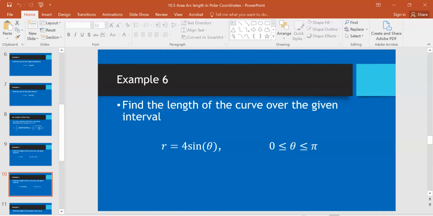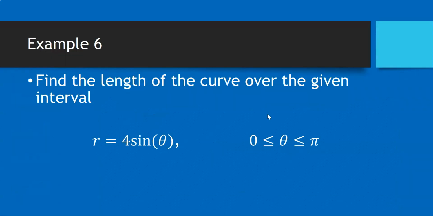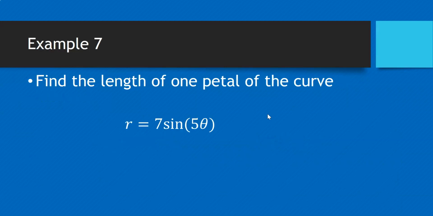So there you go. Now what I'd like you to do is try this last example of arc length on your own. So find the length of one petal of the curve r equals 7 times sine of 5 theta. Push pause on the video and go ahead and do that.